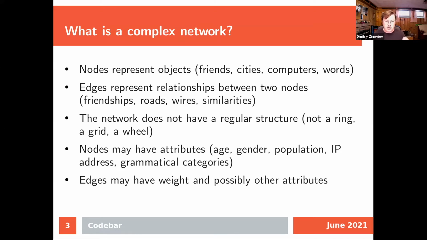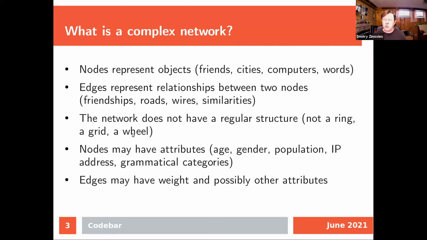as long as they do not have a regular structure. It is not uncommon, actually quite common, for nodes to have attributes, properties assigned to them. So on top of the mathematical structure, we have some semantic structure. People may have age and gender, cities may have population, computers may have IP addresses, words may have grammatical categories, and so on and so forth. Edges that connect the nodes also may have different attributes. For example, they may be weighted. Some edges may be heavier and some edges may be lighter.